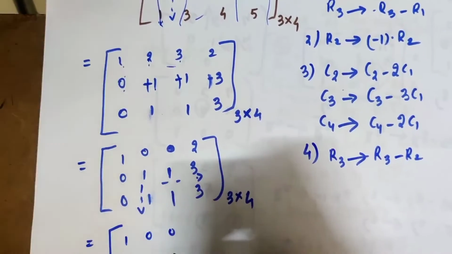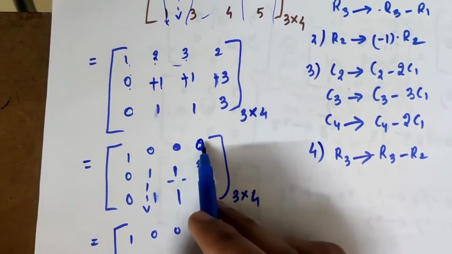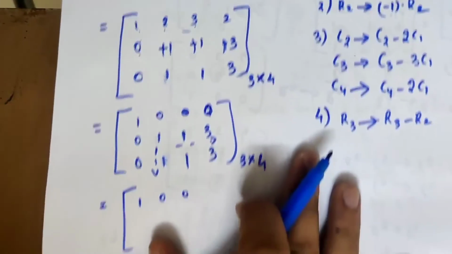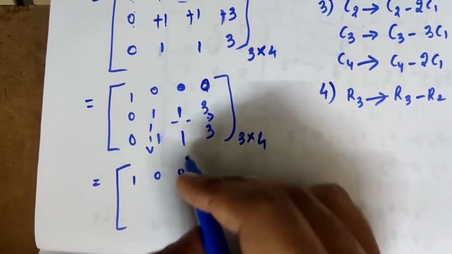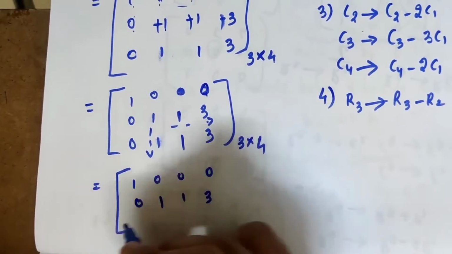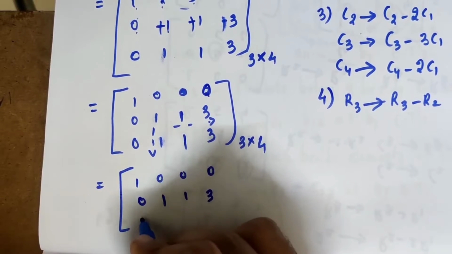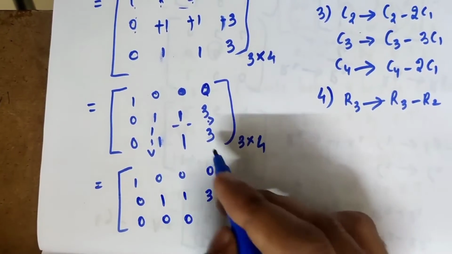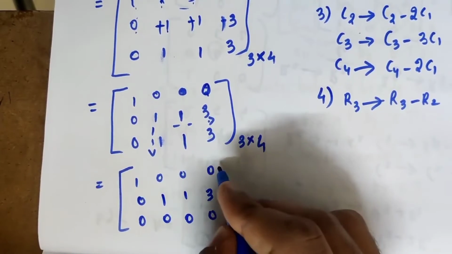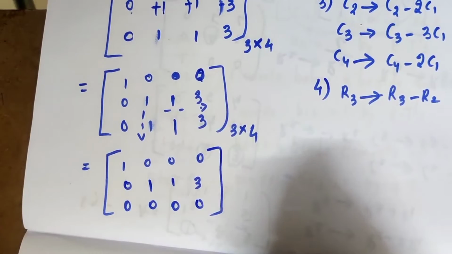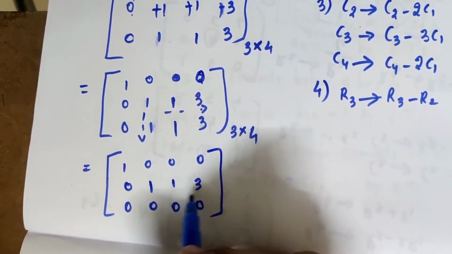1 0, sorry, this was 0, right? 3 minus 0, 3. Okay, now it is okay. R3 minus R2: 1 0 0 0, 0 1 1 3. For R3 minus R2: 0 minus 0, 1 minus 1, 0; 1 minus 1, 0; 3 minus 3, 0. Okay, this entire row has become 0 for me. And then I have to make these two 0.